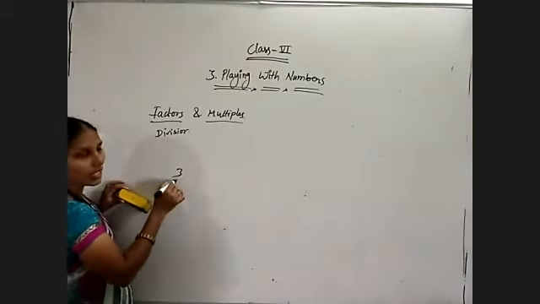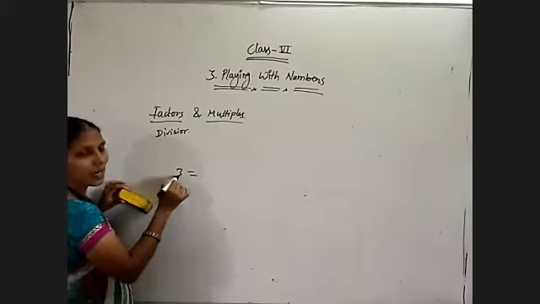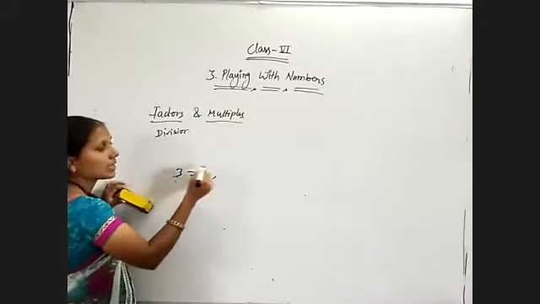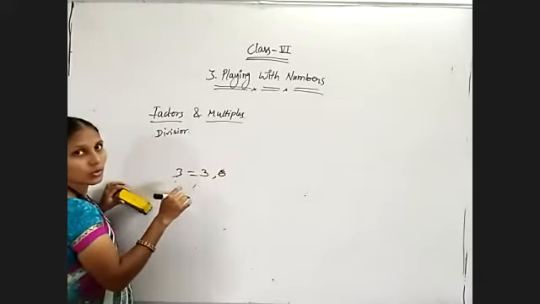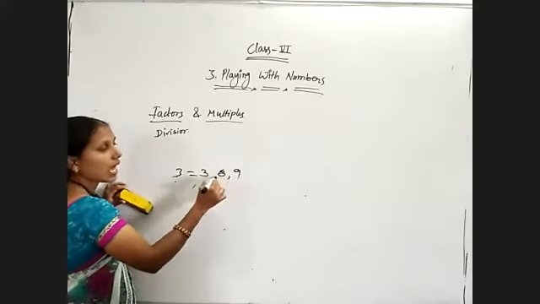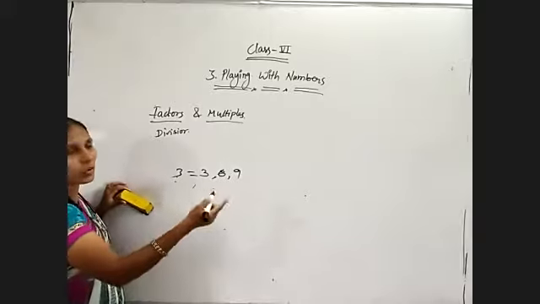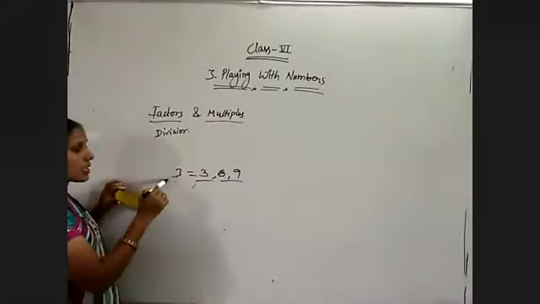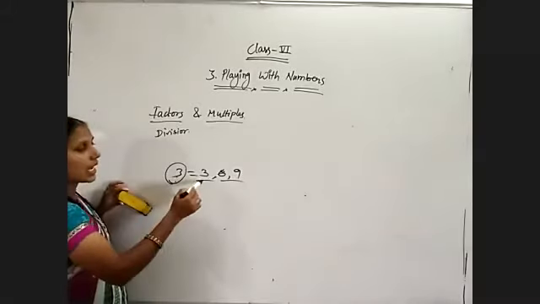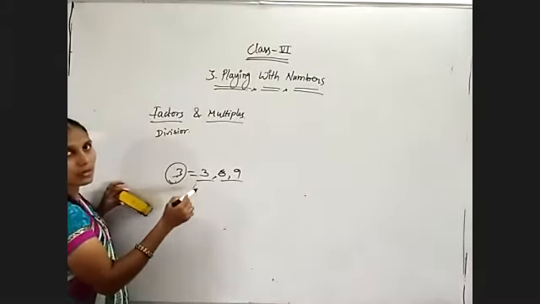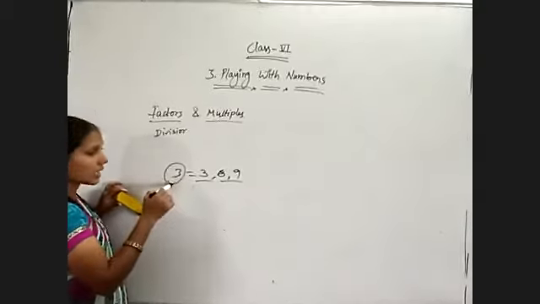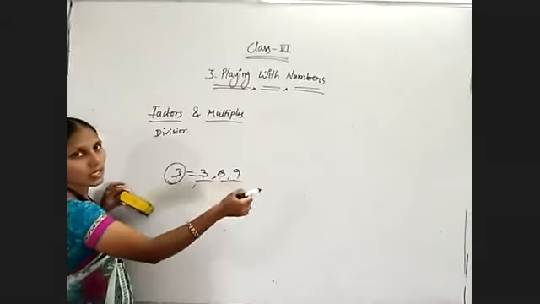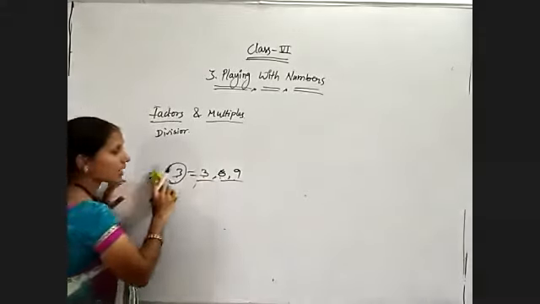For suppose 3, what are the multiples I am writing? For 3, I am multiplying with 1. 3 ones are 3. 3 is a multiple of 3. And 3 twos are 6, 3 into 2, 3 into 3. So all these numbers, by multiplying by 1, 2, 3, we will get the multiples of the required number. So if I am writing for 3, then I need to multiply 3 by the numbers 1, 2, 3. That is 3 ones are 3, 3 twos are 6, 3 threes are 9, 3 fours are 12, like that. So all those are multiples of 3.